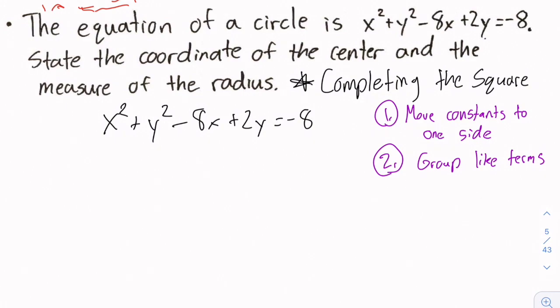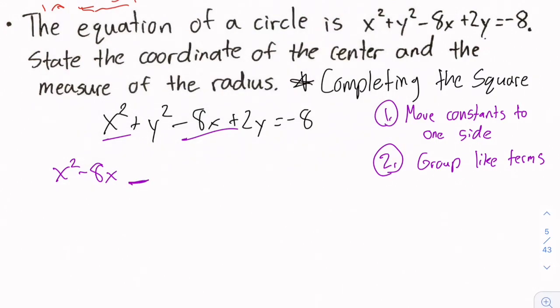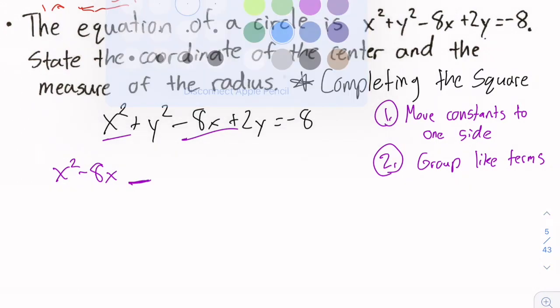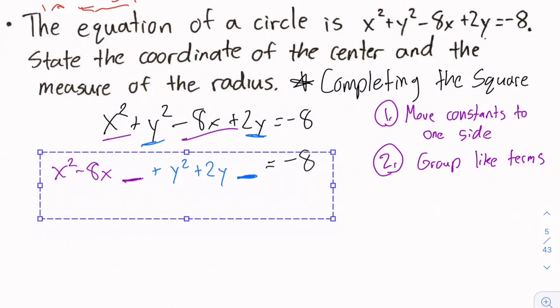When I say group like terms, we're gonna move them together. So it's gonna move these two right here next to each other. So it's gonna be x squared minus 8x. And then you're gonna leave a little space here, okay? So you guys remember this. And then y squared plus 2y. Leave another blank here. Equals -8, okay? Now there's a reason why we left those blanks there. I'm actually gonna scoot this over a tad bit.